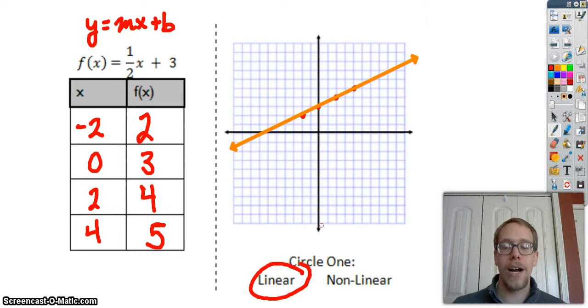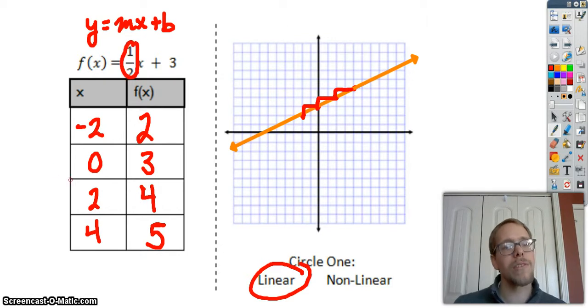It's linear. Why? Well, its graph forms a line that has a constant rate of change. Notice that rate of change is a rise of 1 and a run of 2. Rise of 1, run of 2. And we get that right here. We see that our slope is 1/2.